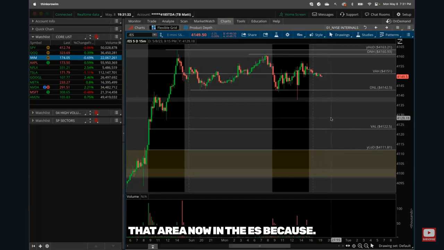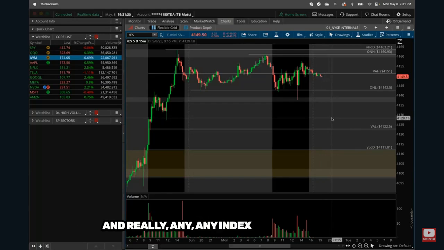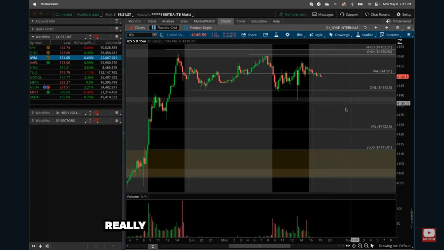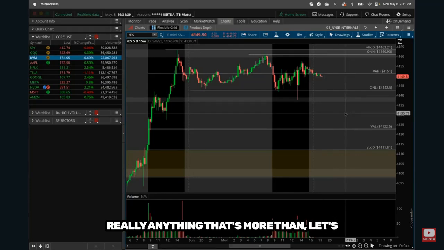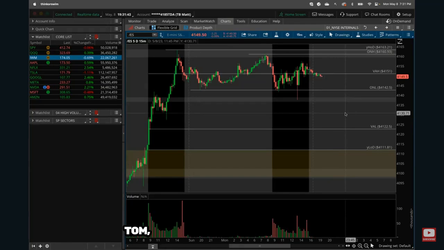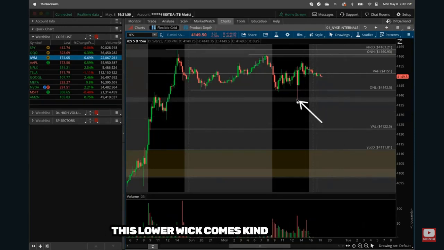Now in the ES, and really any index product at any price point, really anything like any stock trading north of $50 or whatever, it's going to be a zone, right? We can get pretty darn close, but we're never going to actually nail, okay, this is the exact top, right? You can see here that we wick through the top of the zone a little bit and then back off and then break it, right? So it's always going to act as a zone, an area of interest. This lower wick comes kind of into the midpoint of that zone and then goes away.